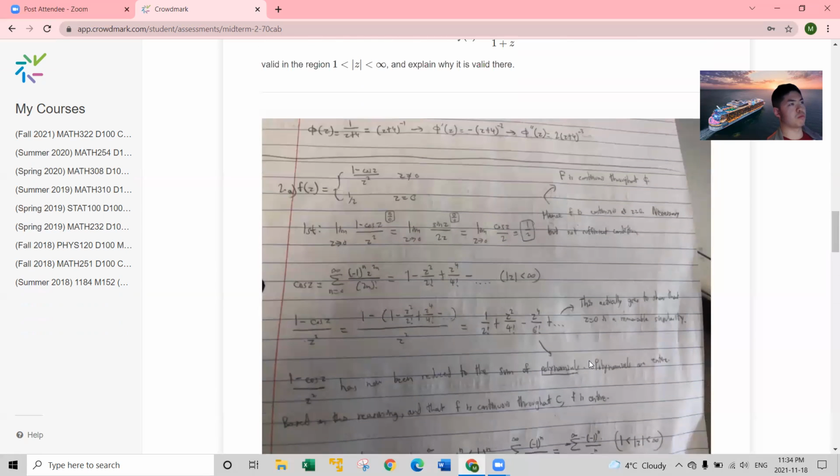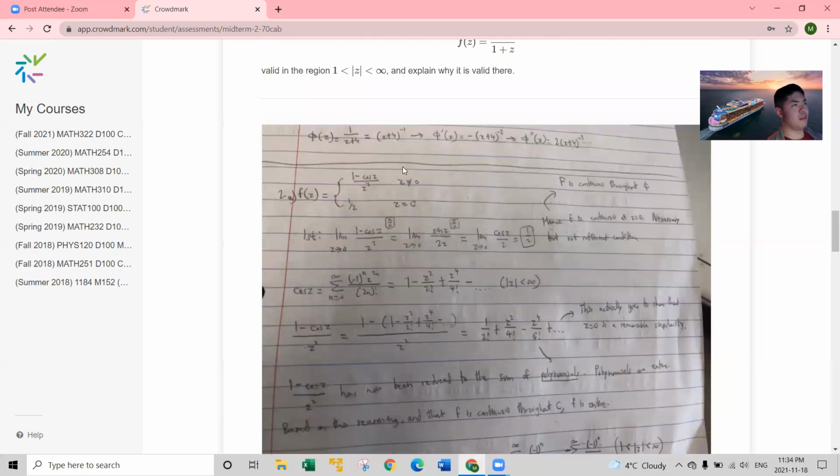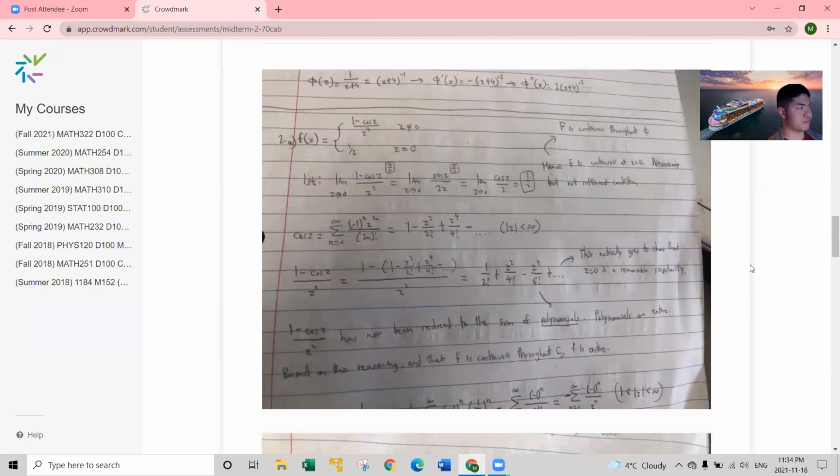A removable singularity, we learned in class, is basically a singularity where at first glance it appears that f is not continuous or differentiable at that point. But when you work it out, you realize that f is continuous and analytic at that point.